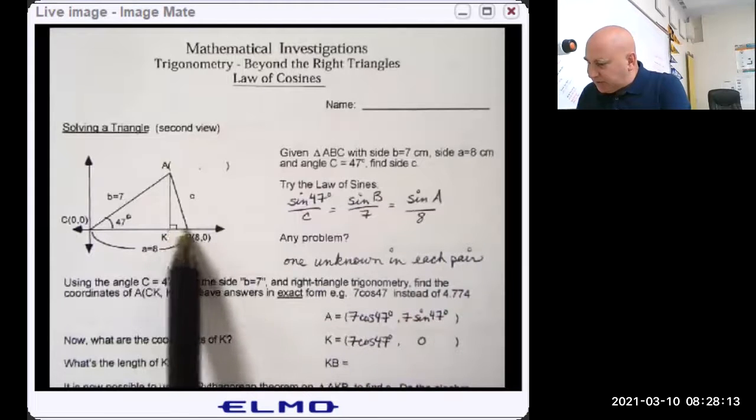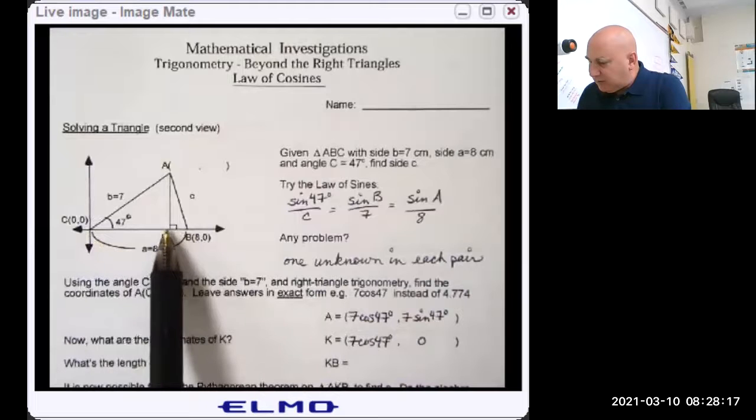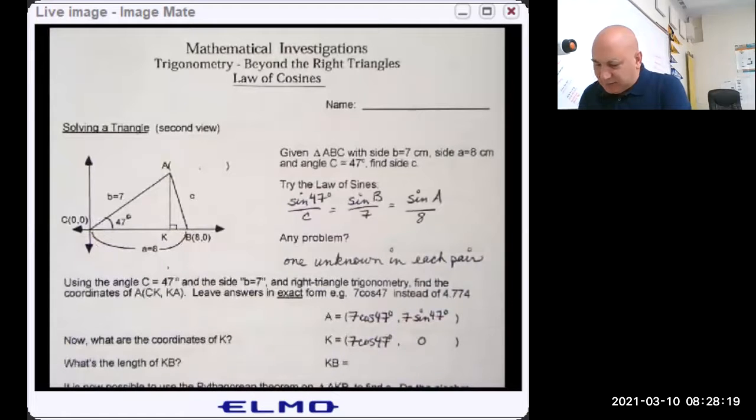And what is this distance here, KB? Well, we know the total distance is 8. We know that CK is 7 cosine 47 degrees. So that's 8 minus 7 cosine 47 degrees. Please stop the video now. Make sure that you understand these values. If you don't, moving on is going to be a waste of time.